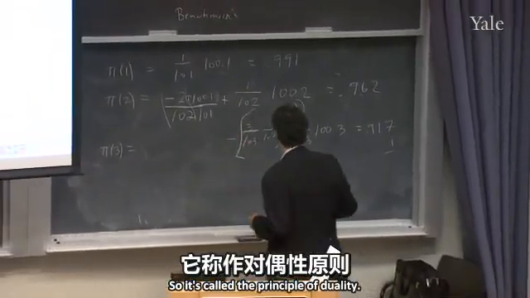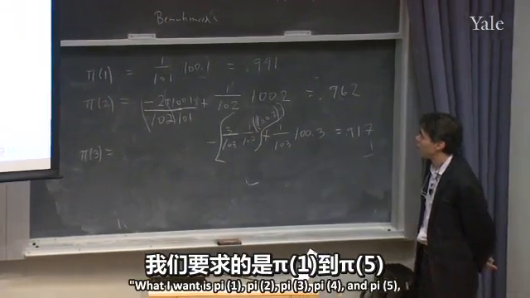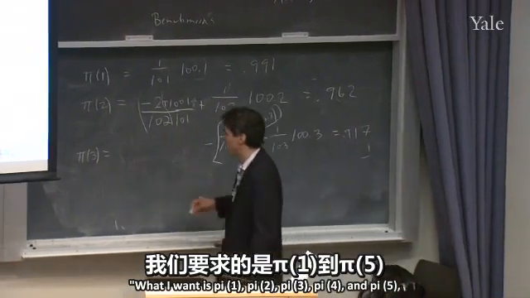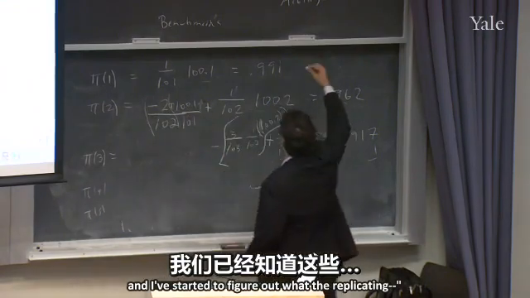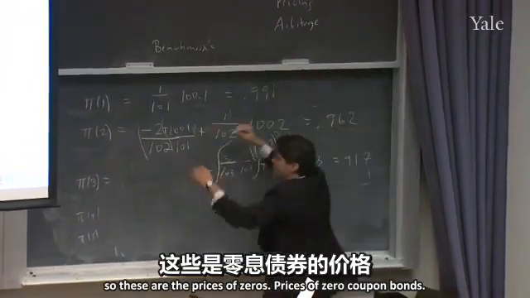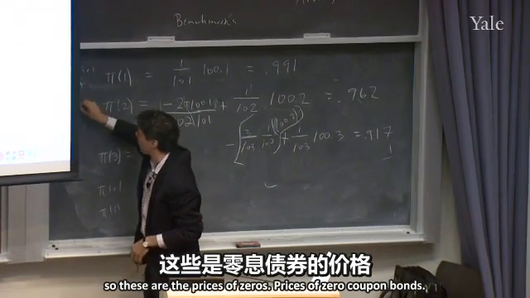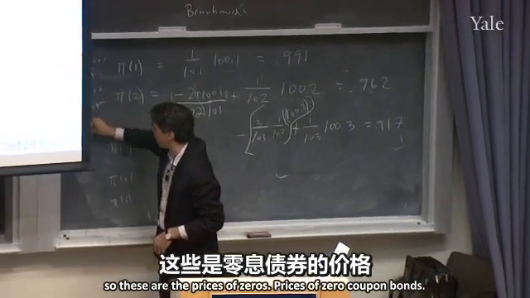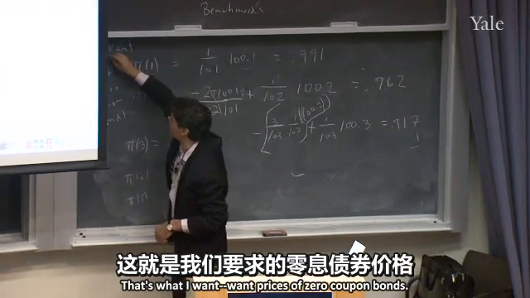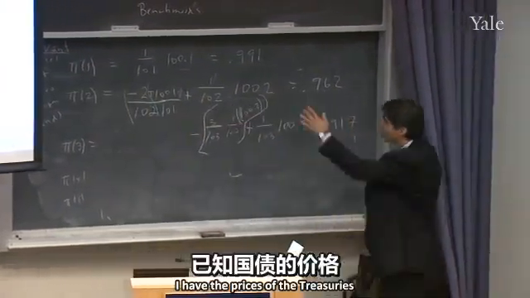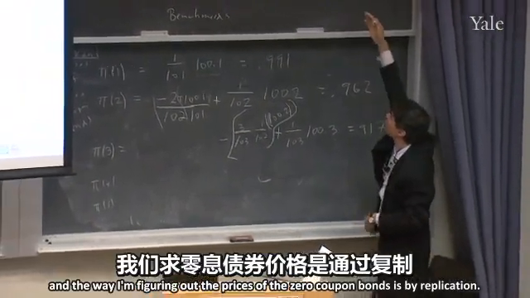It's called the principle of duality. You go backwards, and you say to yourself, what I want is pi 1, pi 2, pi 3, pi 4, and pi 5. These are the prices of zero coupon bonds. That's what I want. I have the prices of the treasuries. And the way I'm figuring out the prices of the zero coupon bonds is by replication.